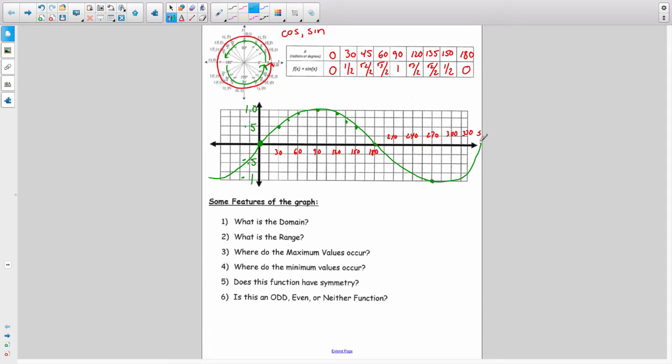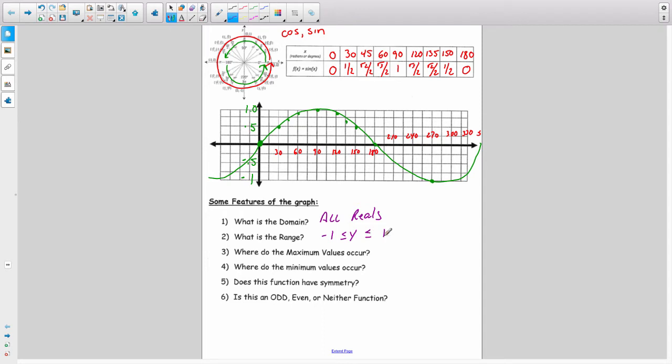So let's take a look at this graph called sine. What would the domain be? Well, that's easy. Left and right, all real numbers. What about the range? Well, if you notice, it doesn't get much higher than 1, and it doesn't get any lower than negative 1. So that's my range. Y is greater than or equal to negative 1, but it's also less than or equal to positive 1.